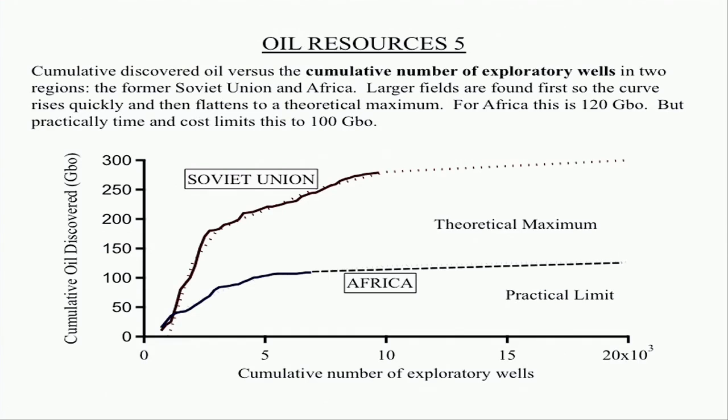Now if you look at the curve for Africa, for example, the theoretical maximum approaches eventually around about 120 gigabarrels of oil. But of course, practical limits, costs, and time constraints would tend to limit that to a practical level of around about 100 gigabarrels of oil. So you can do that, again, for lots of different regions.